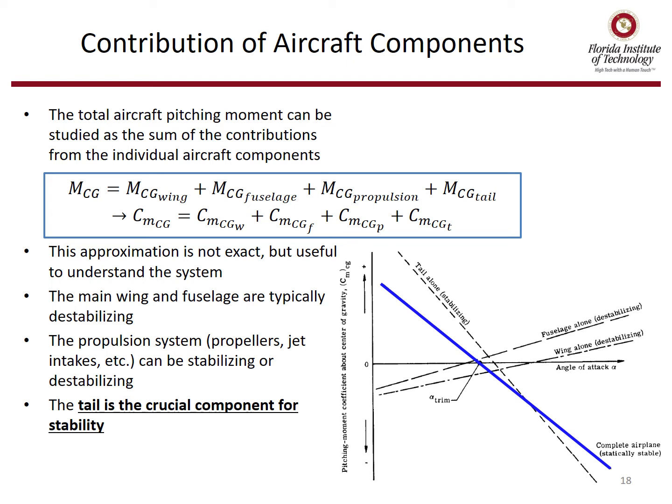So in the graph on the lower right you can see the different subsystems broken out. The wing alone has a positive slope. That's destabilizing. The fuselage alone has a positive slope. That's destabilizing. And so the main contributor to overall aircraft stability looks to be the tail. The tail alone is what gives us that strong negative slope that overcomes the other positive slopes. Other systems like propulsion systems, where the propellers and the jet intakes, etc., sometimes they're stabilizing, sometimes they're destabilizing, and even sometimes the main wing can be stabilizing or destabilizing. We'll talk about those in the next couple of slides.